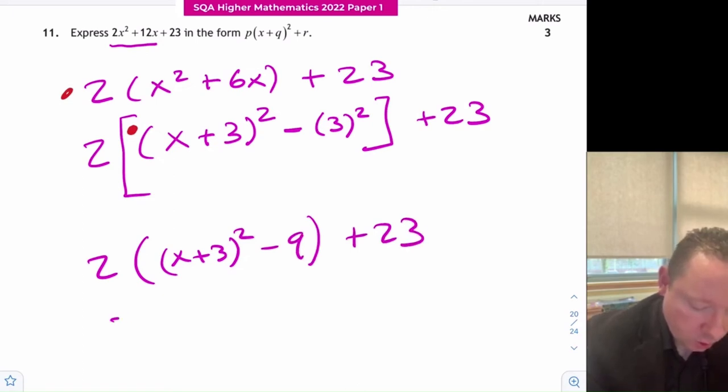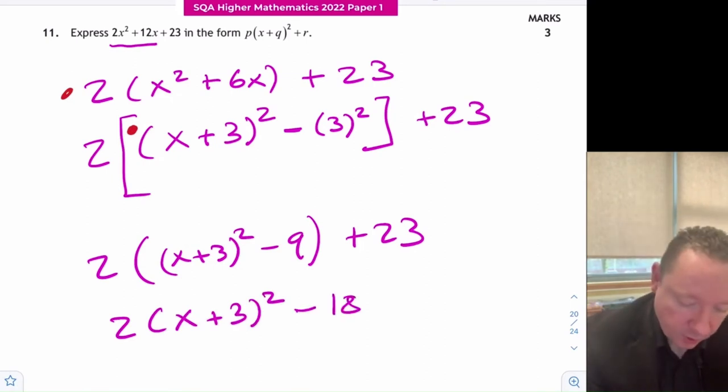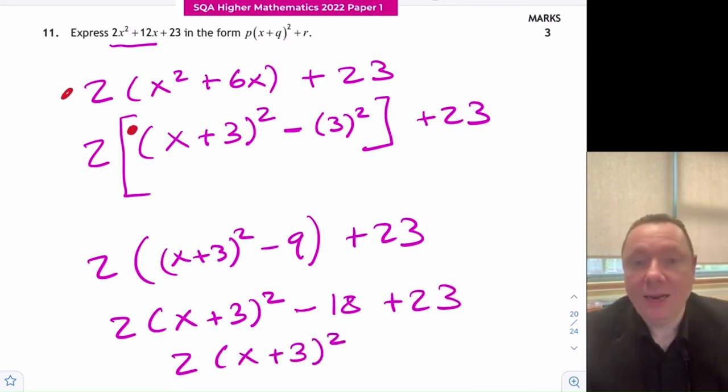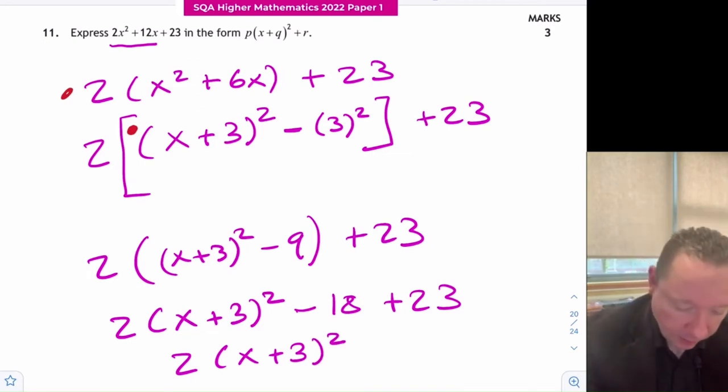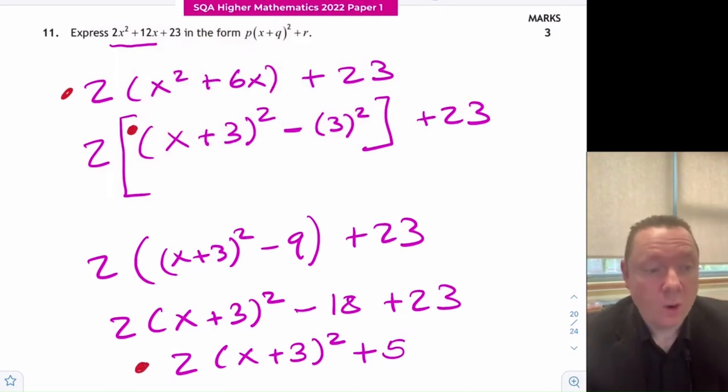So that's 2(x plus 3) squared. 2 times 9 is 18, so minus 18 plus 23, which gives us a final answer of 2(x plus 3) squared. 23 take away 18 is 5, so plus 5. So if you can get your final mark by following your working through, you get your final answer there. So that's method one, that's one way to do it.